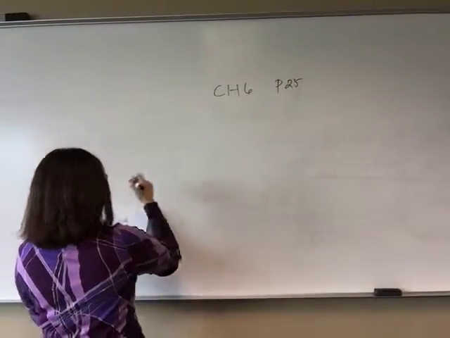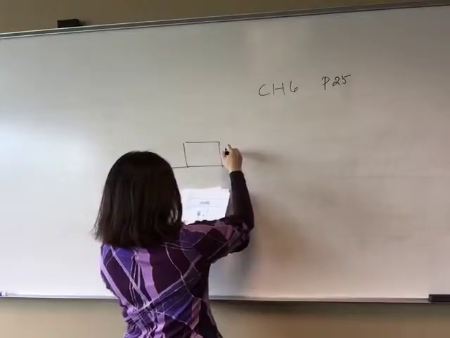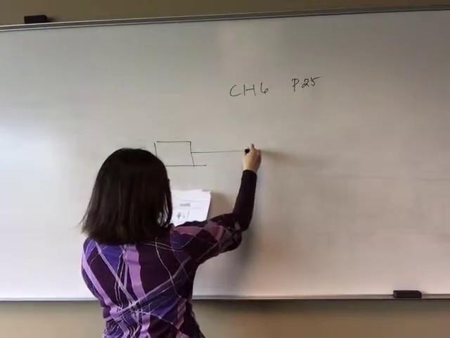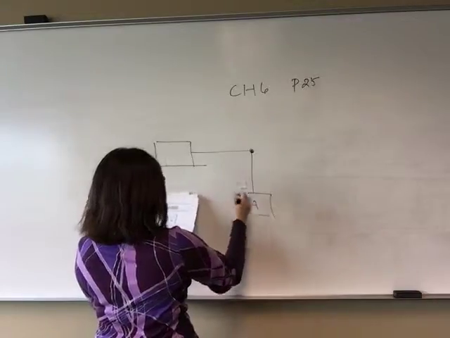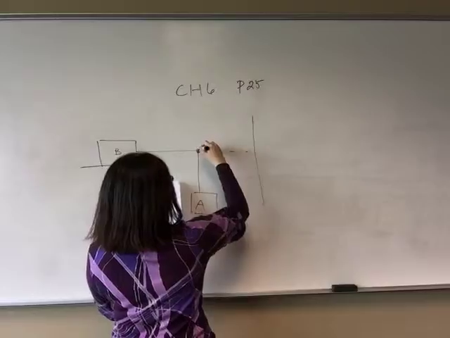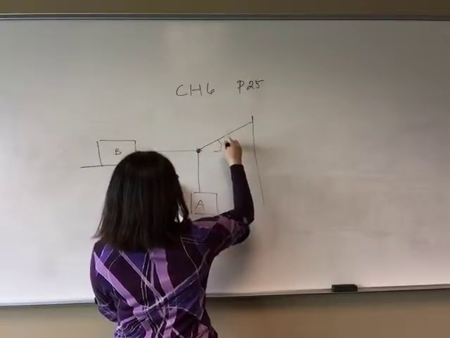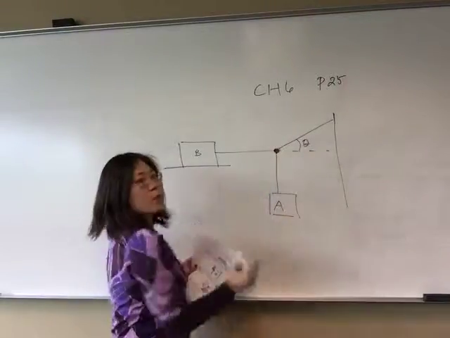So let me draw the diagram. You have a block, and it is connected by a rope, and you have another block that's called A, and this is your B, and this is the wall, and this is tied to the theta here. So this knot is stationary, so it's not moving.